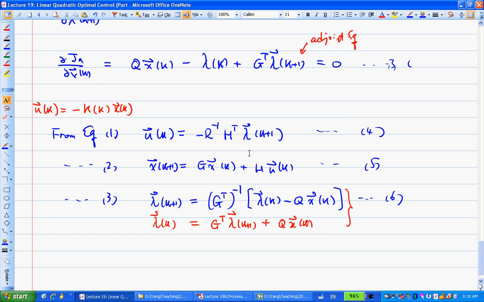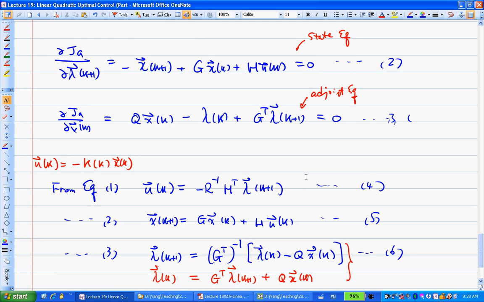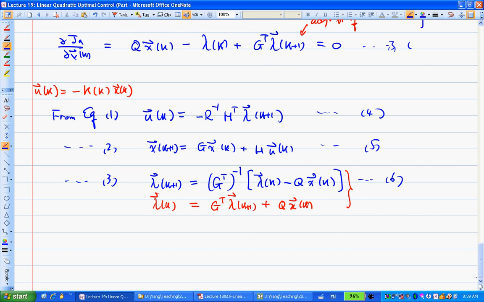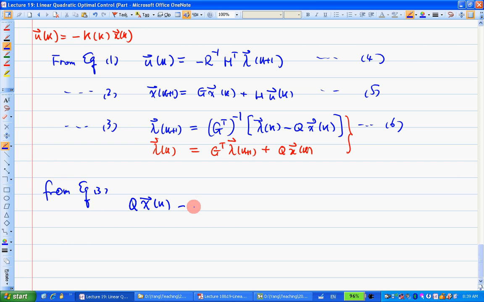Okay, so where are we? I'll make use of the equations here. Based on equation number 3, we can get q x of k, and that is equal to, let's rewrite that, minus lambda of k plus g transpose of this. Equation number 3.